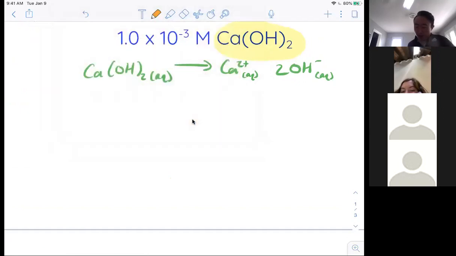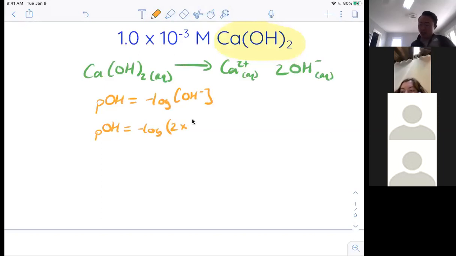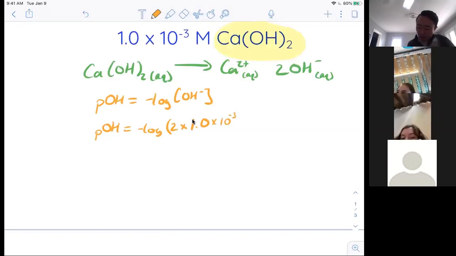So when you solve for this one again, pOH equals negative log of the concentration of OH minus. In this case, it's going to be the negative log of 2 times the initial concentration of calcium hydroxide, since there are 2 OHs for every 1 calcium hydroxide molecule, times 10 to the negative third.